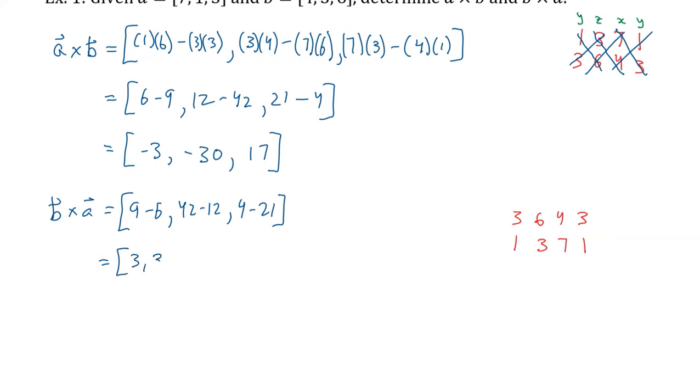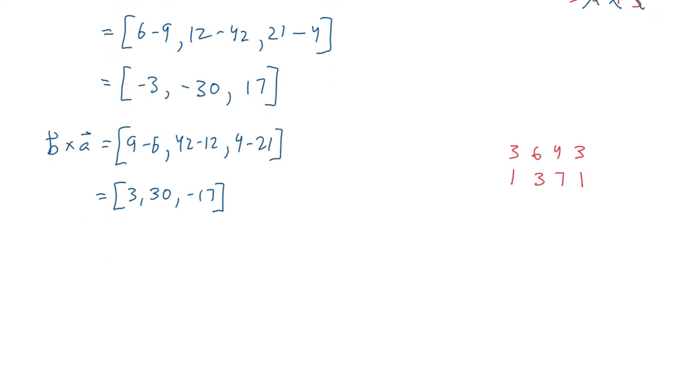3, 30, negative 17. So what do you notice? Maddie? You just flip the sign. Yeah, they're the same numbers, but opposite signs. And if you think about it, that's going to happen every time.